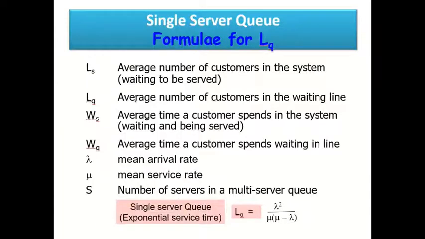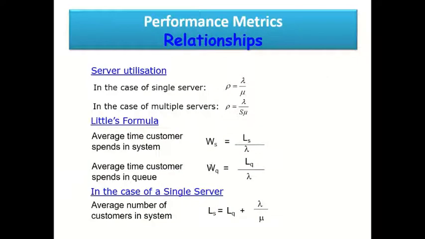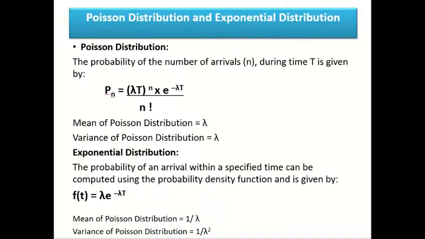LQ we have already seen; it represents the average number of customers in the waiting line, and lambda represents the mean arrival rate of customers in the queuing system. Now, in the case of a single server system, the average number of customers in the system is given by the equation LS is equal to LQ plus lambda by mu. So these are some standardized symbols.